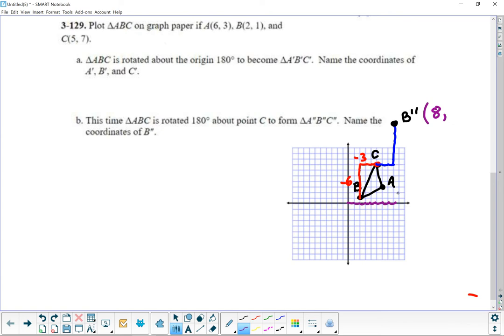Now I'm going to count how much it takes to go up. So I'm going to go 1, 2, 3, 4, 5, 6, 7, 8, 9, 10. And that's about as much as I can go on my graph. But I know I have 3 more marks after that. So 10, 11, 12, 13. So that would be +13. So my new coordinate of B double prime is (8, 13). And that's if it's rotated 180 degrees around point C.